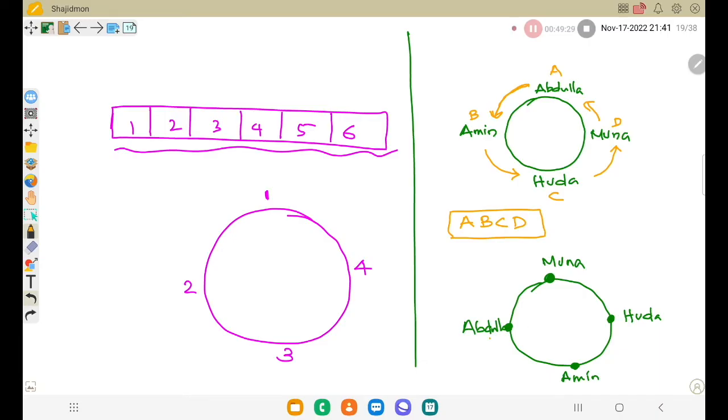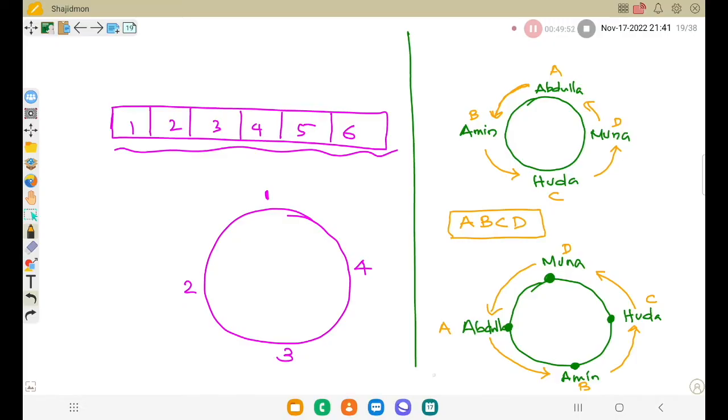For example, here Abdullah is near Amin only, Amin is near Huda only, Huda is near Muna only, and Muna is near Abdullah again, correct? So what happened here? A came here, B here, C here, and D here. We just rotated that one, correct? Like this, the permutation we are calling an identical permutation.